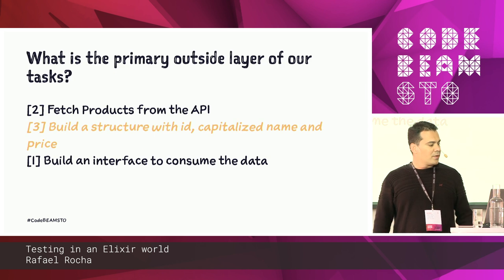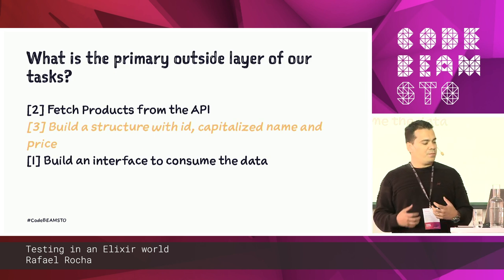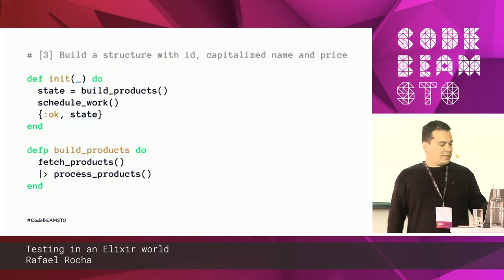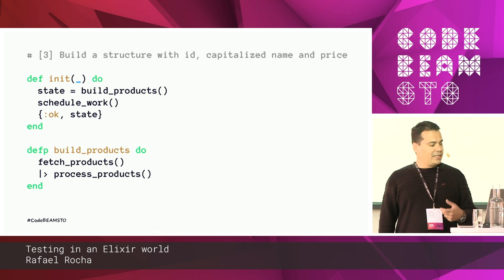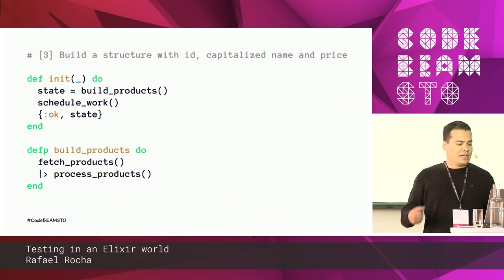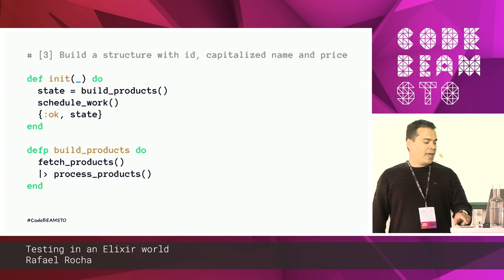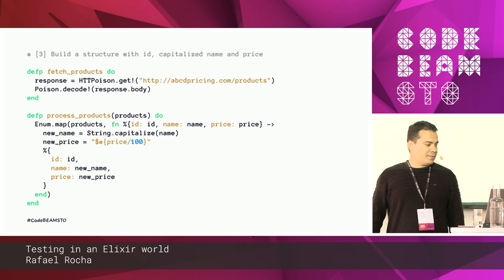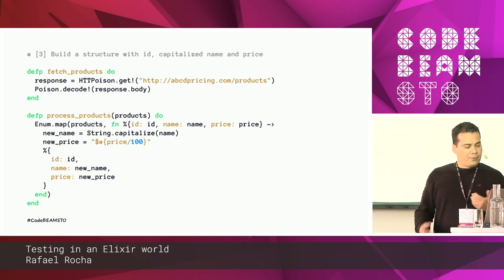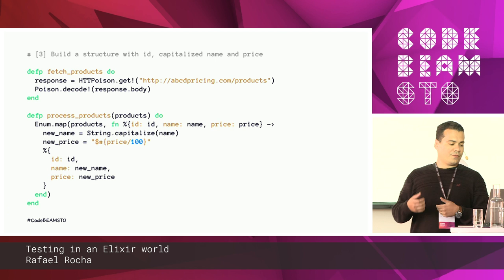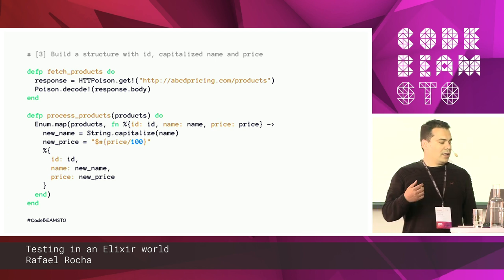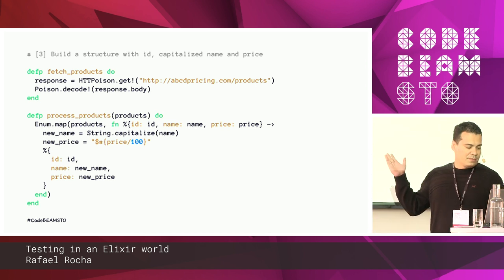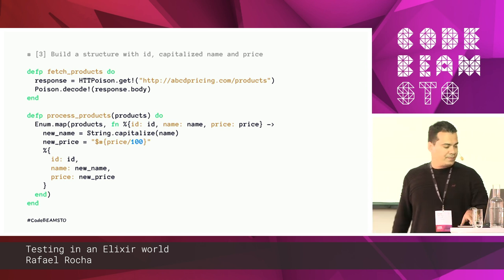Cool. So the last part, we need to build the structure with ID, capitalized name, and price. Instead of now fetching the products directly, we are going to create a new state to build the products, with a schedule work. In schedule work, we get these products from time to time, and every time we fetch this list of products, we are going to transform it, capitalize its name, and also change the price format. And as a result, we are going to have this map with ID, name, and price.